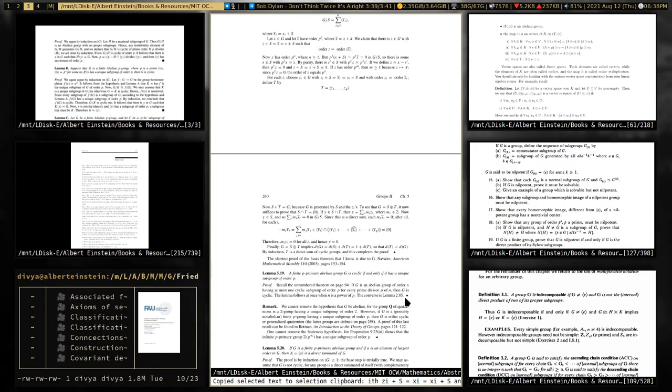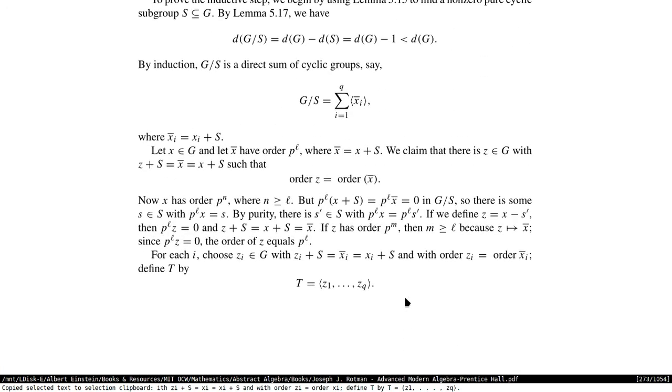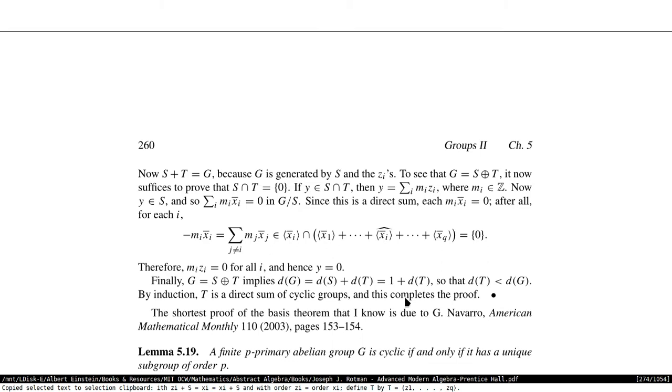Yeah, so we're back at the basis theorem. We have to show that they are intersecting at 0. So if you have something in this intersection, then of course you apply the same thing, right? y can be written as a linear combination of mi and zi, where your mi's are integers. Now if y is in s, then it vanishes, right? Because you have the p primary condition there.